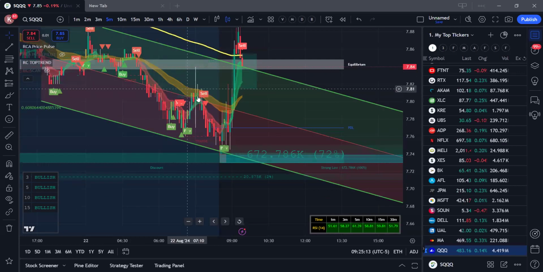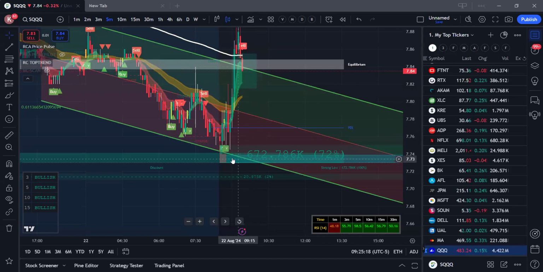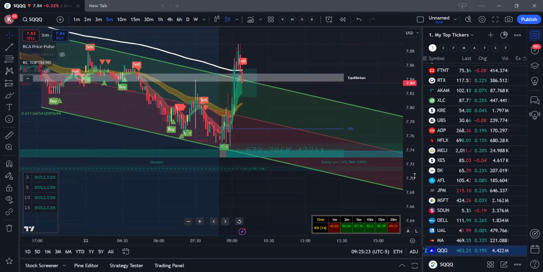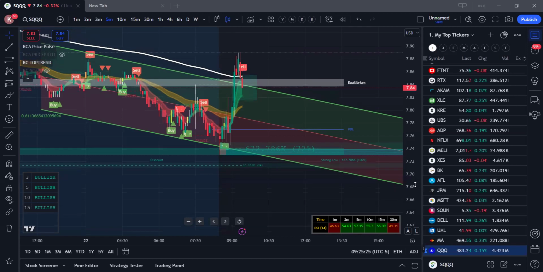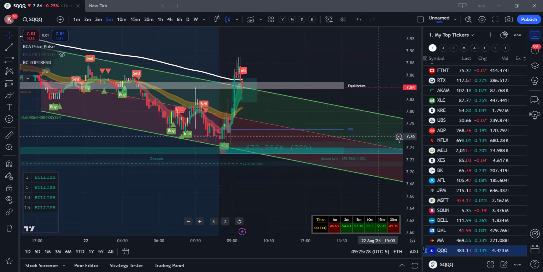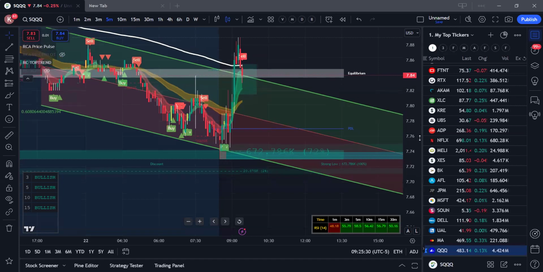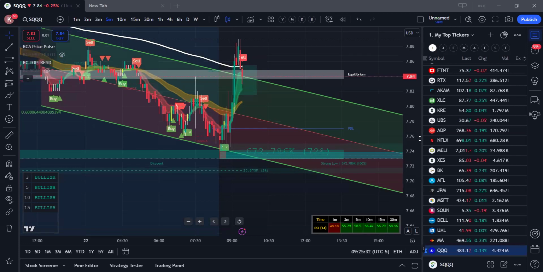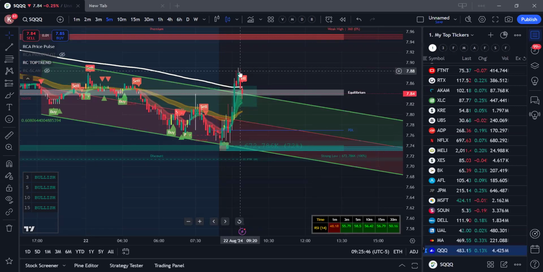So SQQ came all the way down. It came to the discount area. There was a 672,000 buy order block. This went up and the other one came down. So we'll wait for one more candle and then we can buy the puts for SQQ, because it went all the way from discount to the midpoint.